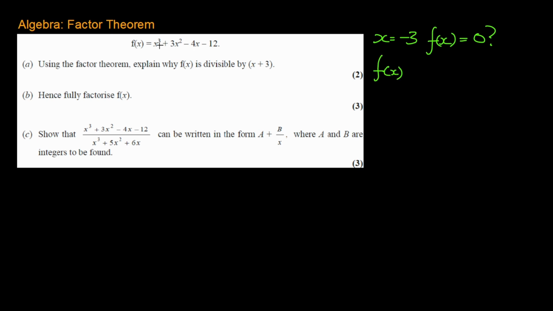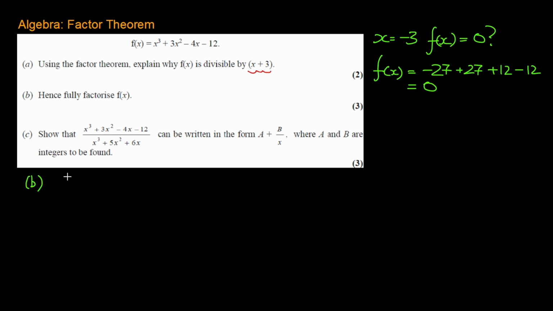Negative 3 cubed is negative 27, plus, conveniently, 27, minus 12, plus 12, minus 12, and that indeed does equal 0. So we've answered part A: x plus 3 is a factor, and therefore f(x) is divisible by x plus 3.